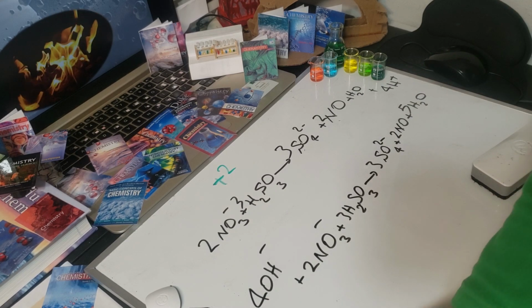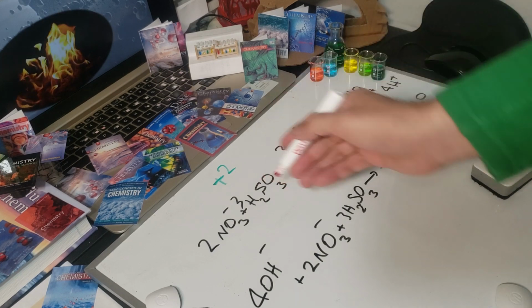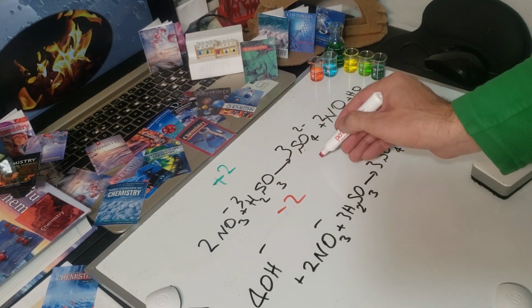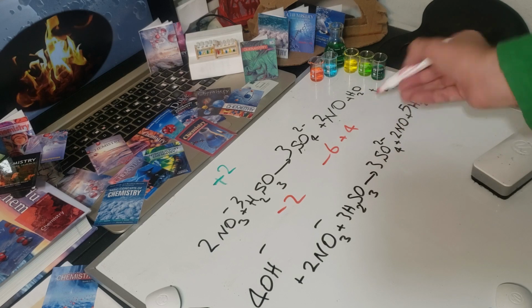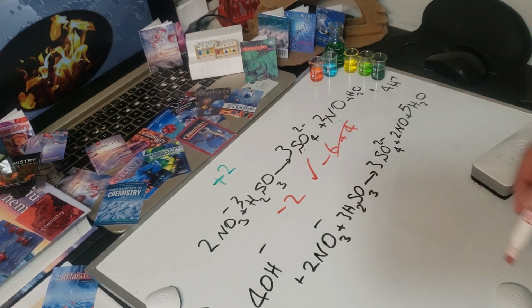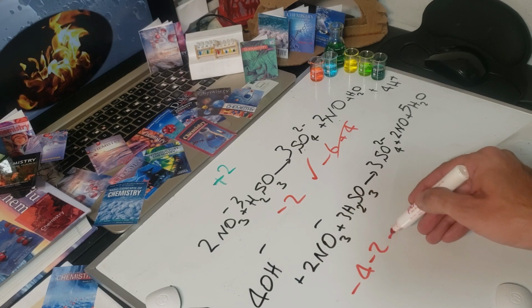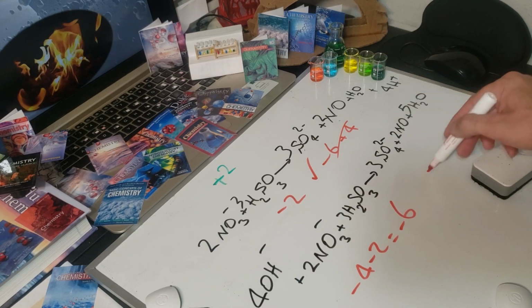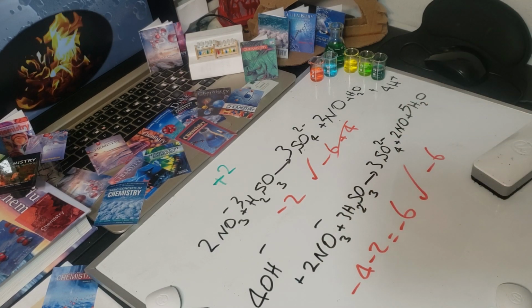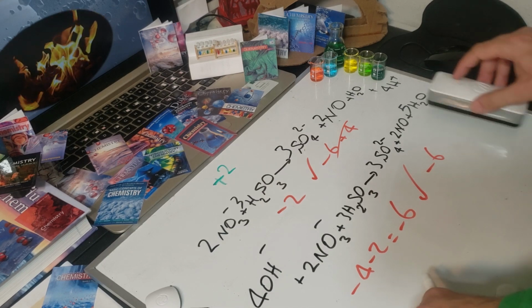Let's count the charges. You've got 2 negative charges here, you've got 6 negatives and 4 plus. That would also be 2 negatives, so that's balanced. 4 negative charges here and 2 negatives, so minus 6, and also 3 times minus 2, minus 6. It's balanced on both sides, so that's this.